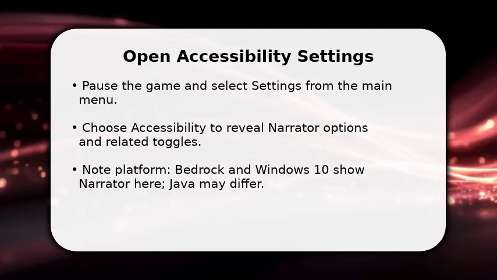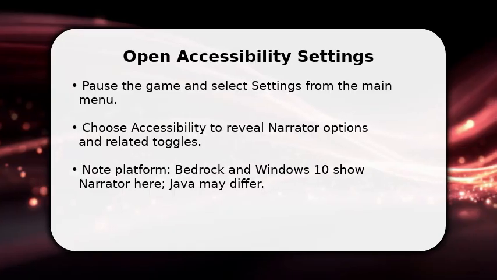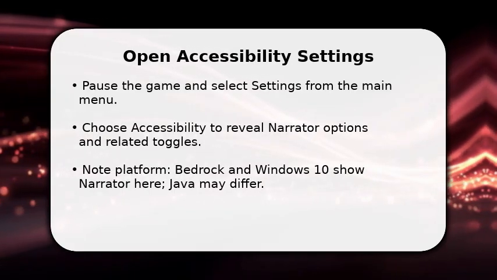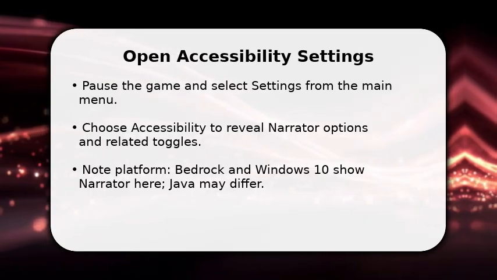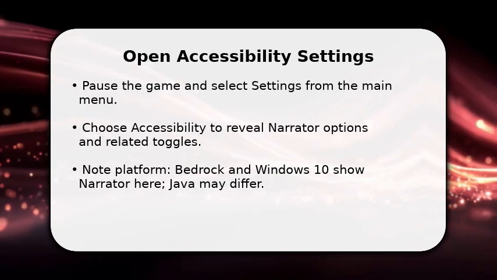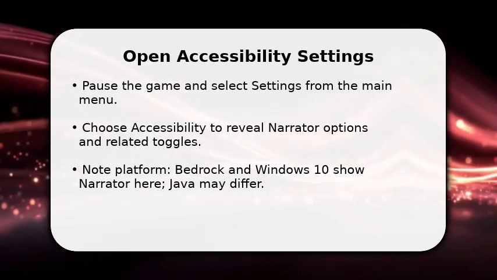You're starting right at the controls. Pause the game and open settings, then tap accessibility. You want to be in the accessibility panel because that's where narrator lives. Once you're there, scan the list for the narrator entry. Do not confuse it with subtitles or chat settings.